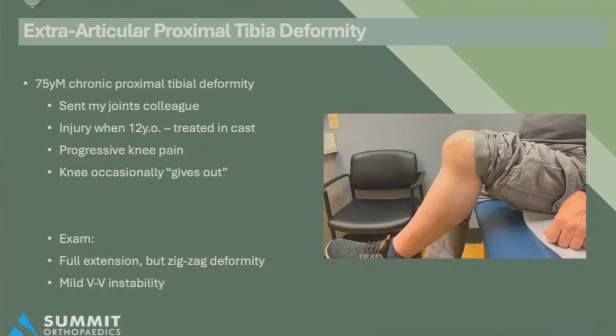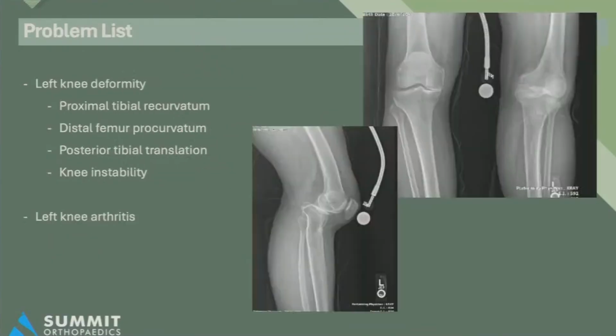So in the deformity world, here was referred by my total joint colleague who said I can't do a total knee in this patient despite his arthritis. 75-year-old had a fracture when he was 12, treated in a cast, but has progressive knee pain and instability. So for this case, he had extensive recurvatum deformity with translation in the setting of arthritis.